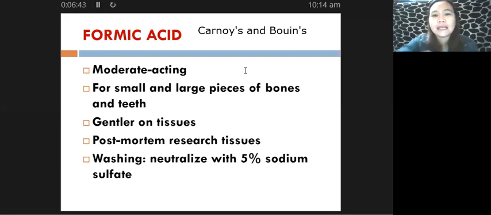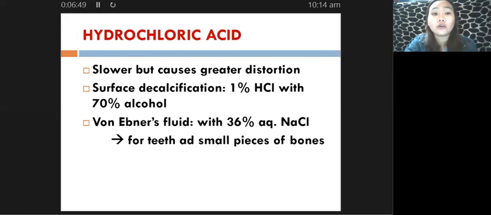The next acid that we can utilize in the laboratory is your hydrochloric acid. Actually, your hydrochloric acid is a peculiar reagent that we use in the laboratory. Peculiar or weird because it doesn't follow the general rules that we have when it comes to the use of acids in the laboratory. Your hydrochloric acid is considered to be slower as compared to the other acids that we use in the laboratory, but it causes greater distortion.